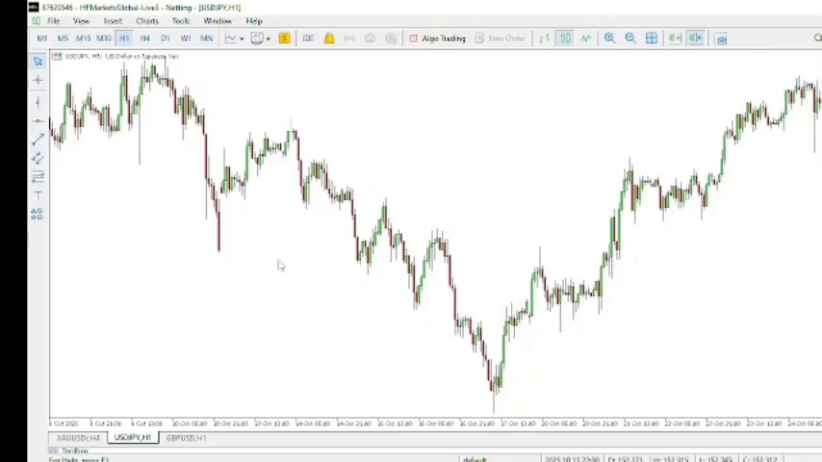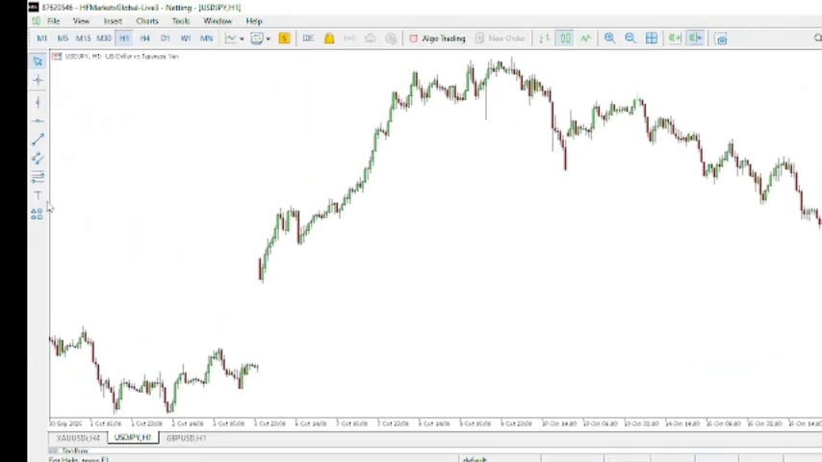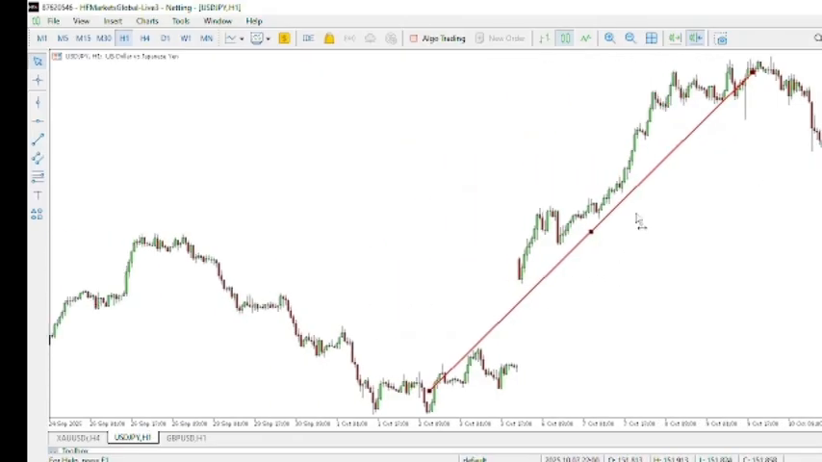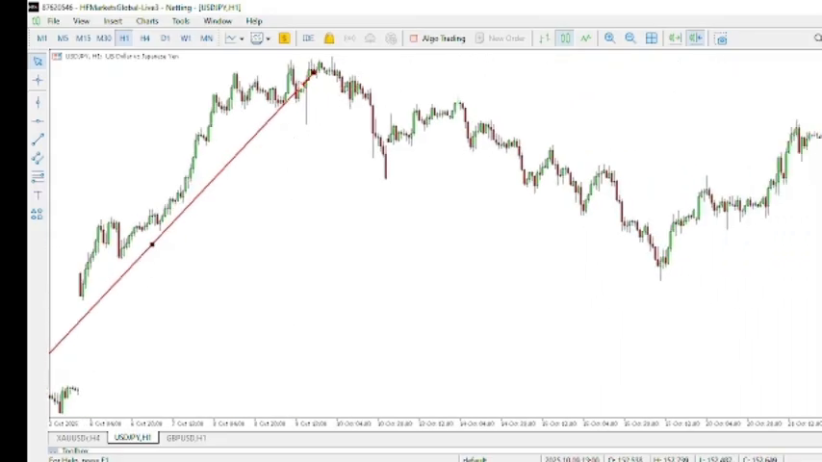So let's see this USD JPY. You can see from here now, the market has been buying, all the way from down here to this side. The market has been going up, higher highs and higher lows, just like we said before. And then all of a sudden, anywhere we see a resistance, it is called a peak.